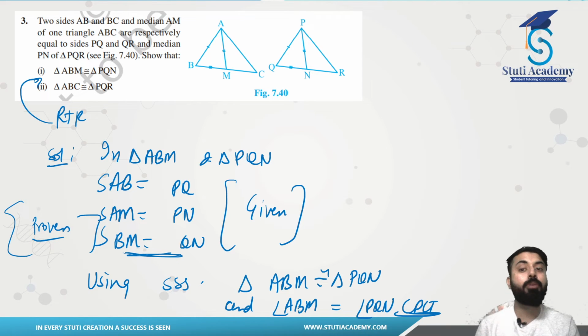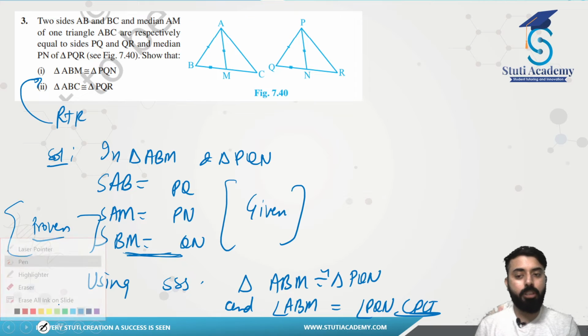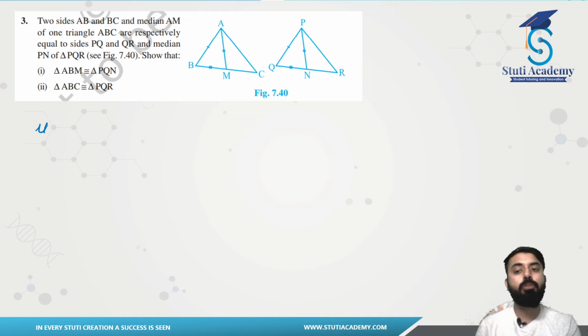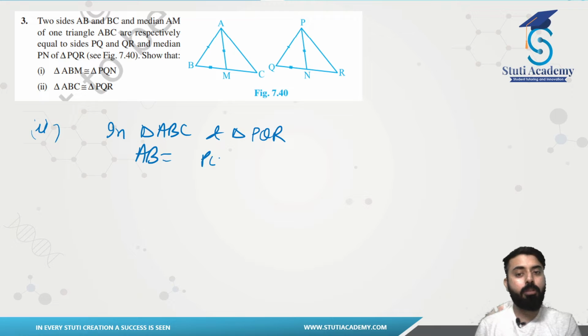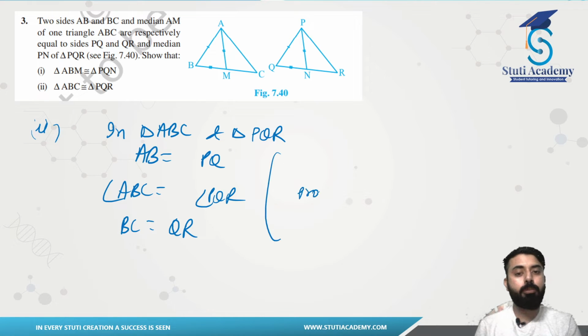So that's why we need to have this. Now we have done part 1. Now we are going to move on to part 2. In triangle ABC and triangle PQR, I can see AB is equal to PQ, angle ABC is equal to angle PQR, and BC is equal to QR. This is proven, this is given, this is given.